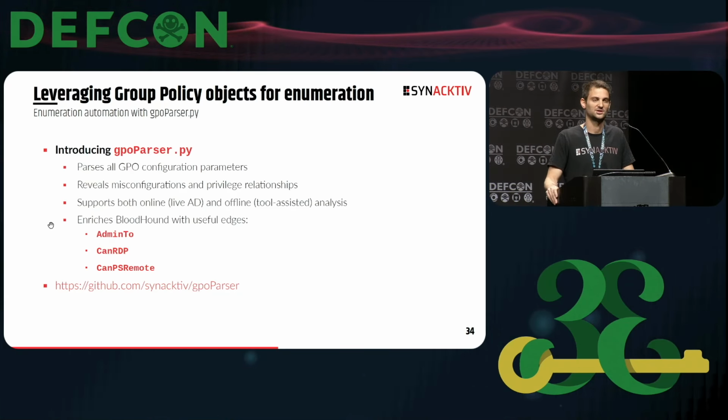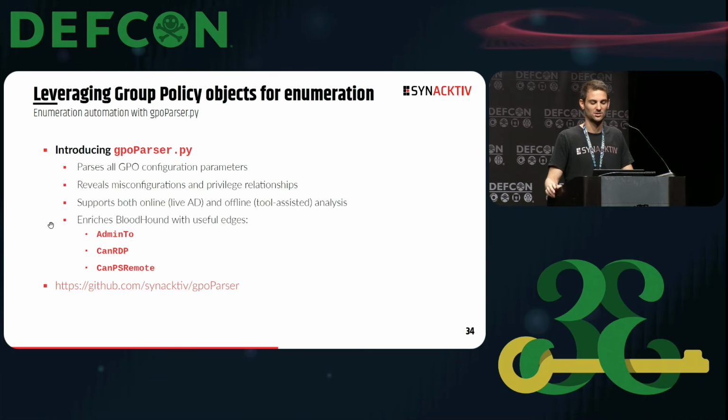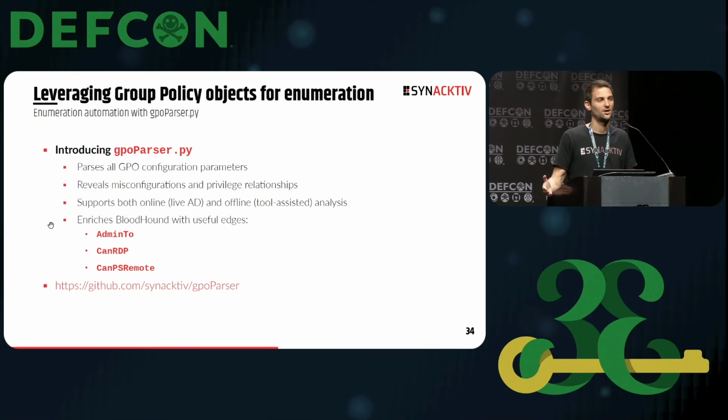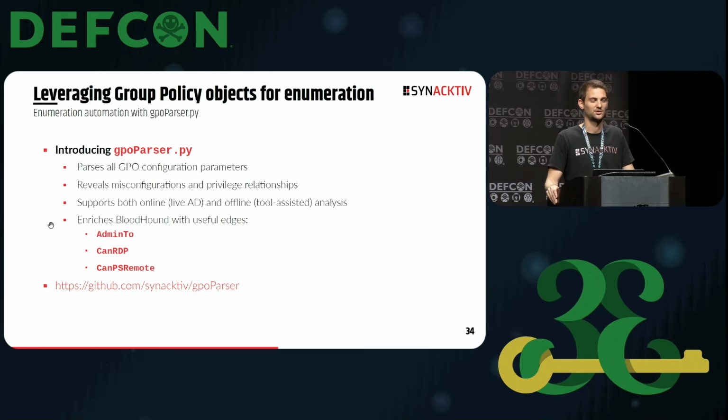So we developed a tool called GPO parser, which parses all the GPO configuration parameters presented earlier. It tries to reveal misconfigurations and privilege relationships. It supports both online and offline analysis. And we try to enrich BloodHound with useful edges. This way we can create the new edges that we had lost from our GPO collection, such as AdminTo, CanRDP, CanPSRemote. You will find the tool on the Synacktiv GitHub right after the talk.